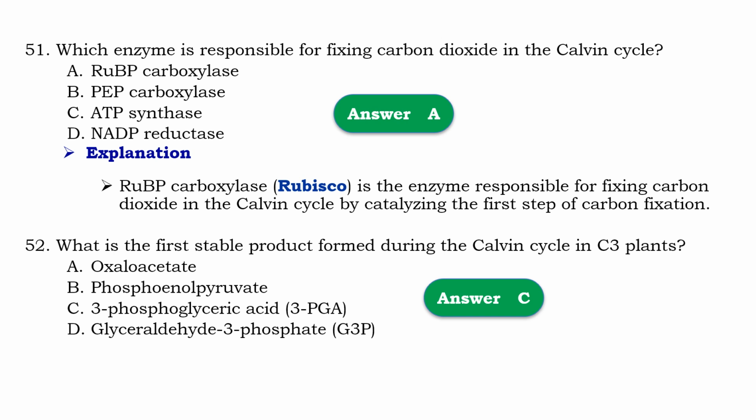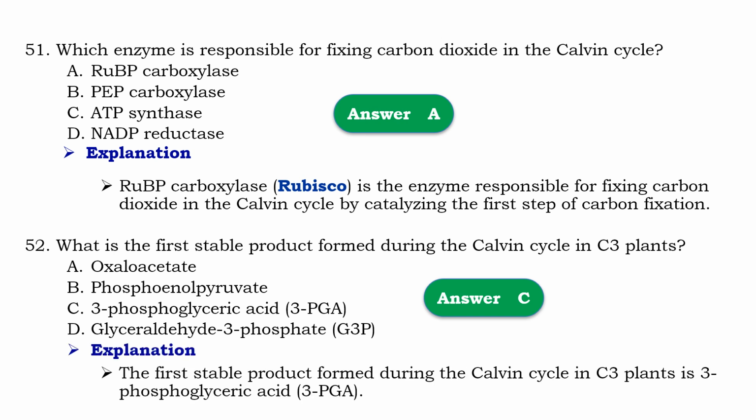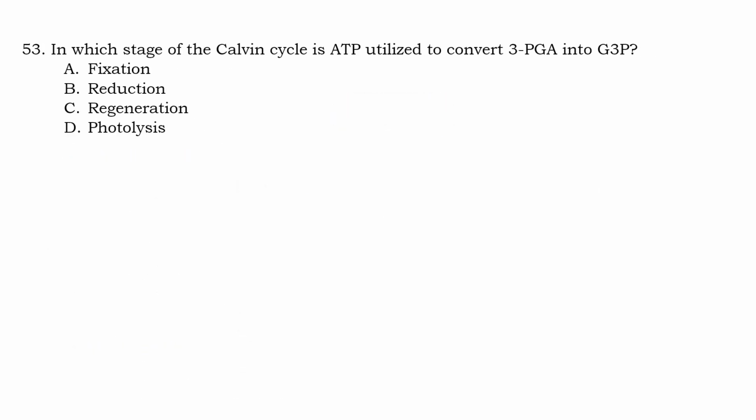3-phosphoglyceric acid compound. Means that the first stable product formed during Calvin cycle in carbon 3 plant is 3-phosphoglyceric acid or 3-PGA. Question number 53. In which stage of Calvin cycle is ATP utilized to convert 3-phosphoglyceric acid into glycerol aldehyde 3-phosphate?